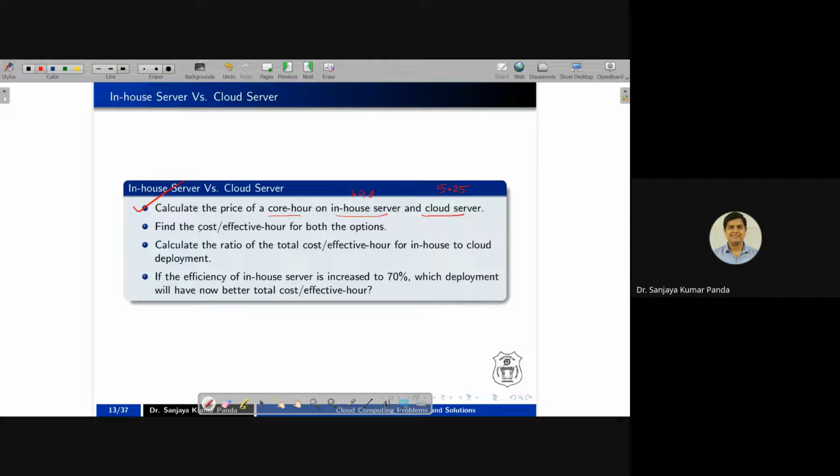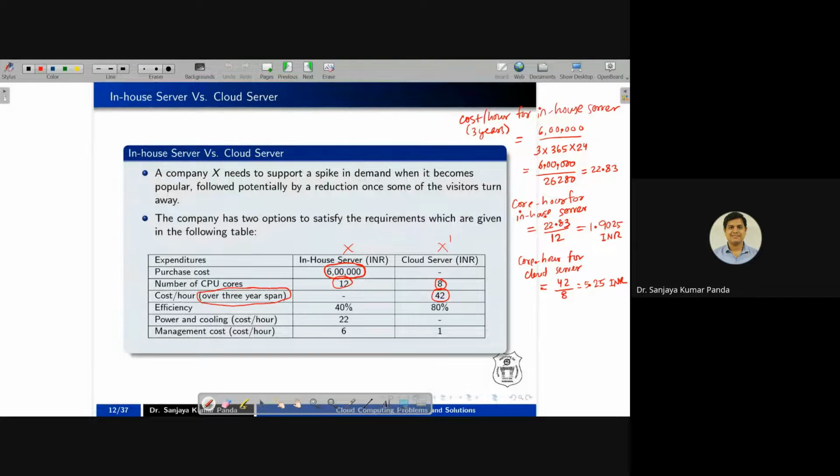That means you have to calculate the cost per effective hour for the in-house server, and also for the cloud. So how to calculate? Whatever cost we are getting, let's say 22.83 in the case of the in-house server or 42 in the case of cloud, this is with respect to what efficiency? You are getting 22.83 with respect to 40% efficiency, or 42 with respect to 80% efficiency.